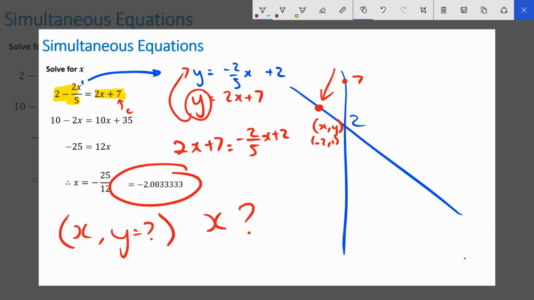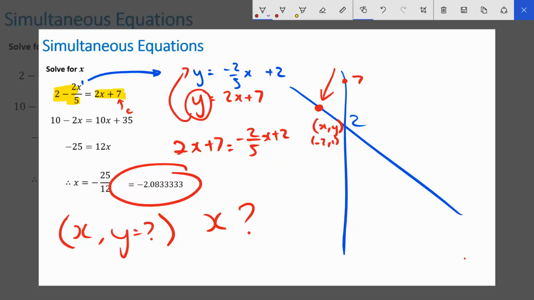Now you know that x is negative 2.0833. If you put it back in here, times by 2, add 7, that should tell you what the y coordinate is, because that's what this equation is saying. They're saying, if you want to know what y is, tell me what x is. You just found what x is. You said, oh, well, x is negative 2.0833.